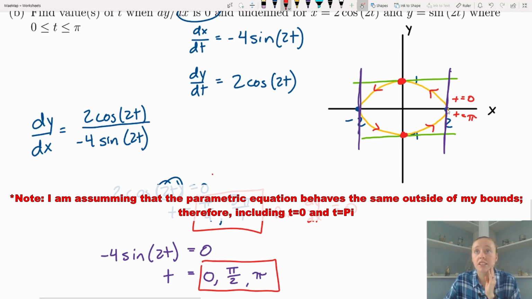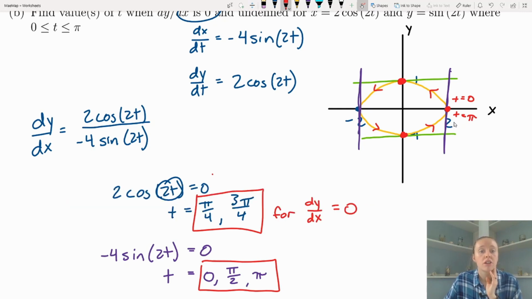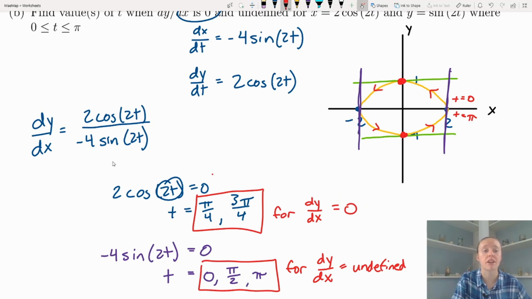Because we're starting and stopping at this point here, I am there twice on my graph. So I need to take into account both t values, even though it only represents one xy value. And this is for when dy/dx is undefined. And again, that's when our denominator within our derivative equals 0, gives us something that's undefined.